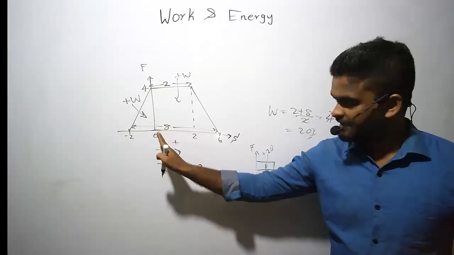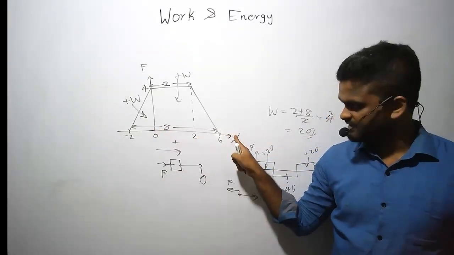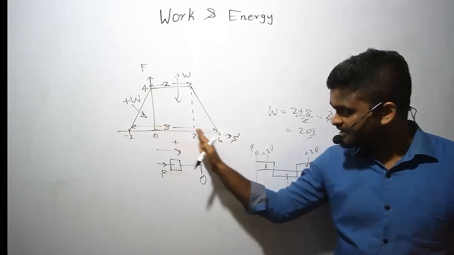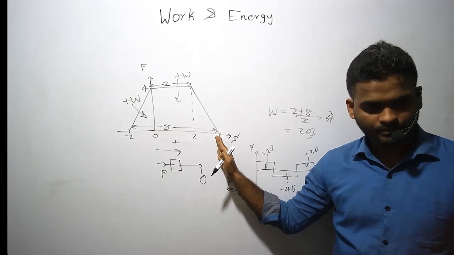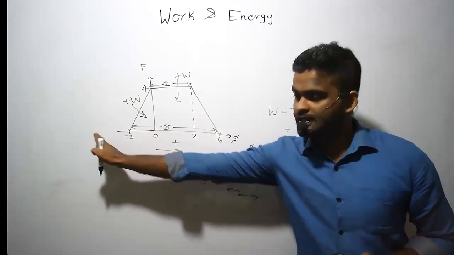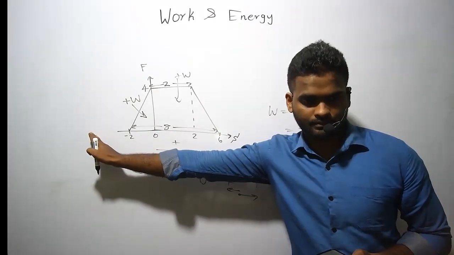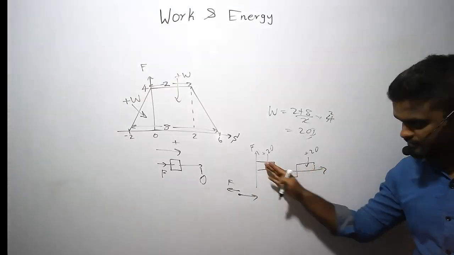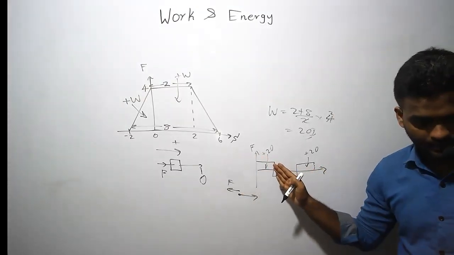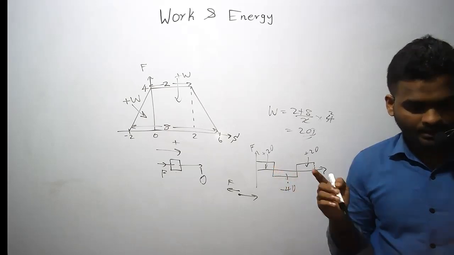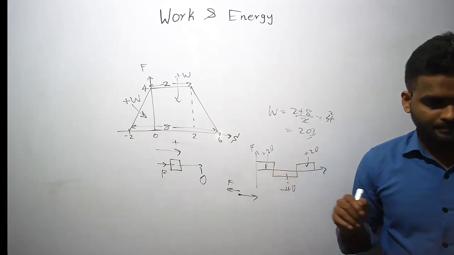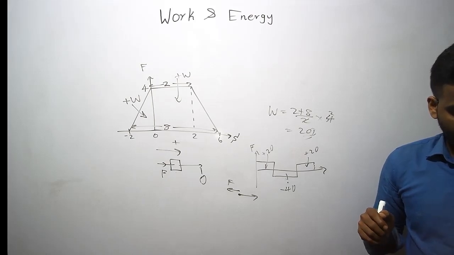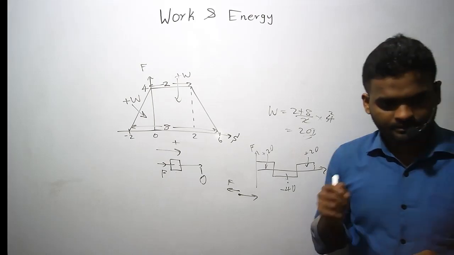Here, because this x-axis is s, right? Displacement. If it is here, displacement is positive. If it is here, displacement is negative. But in this question, displacement is positive only. There's no displacement here. Got it? Did you understand that? Okay.